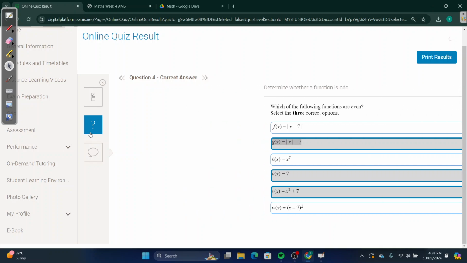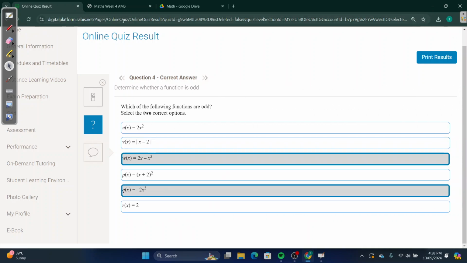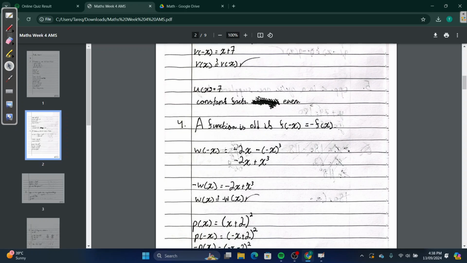Okay. Which of the following functions are odd? Select two correct options. Okay. An odd function is a function that has f of negative x equal to negative f of x. No, wait. Let me rephrase this better. A function is odd if f of negative x is equal to the negative function of x. What I mean by the negative function of f of x is, you flip the function basically.